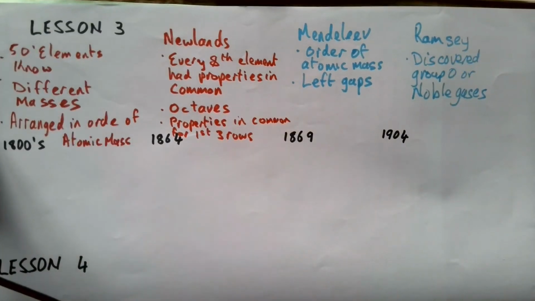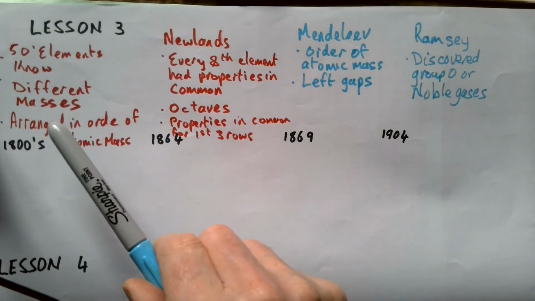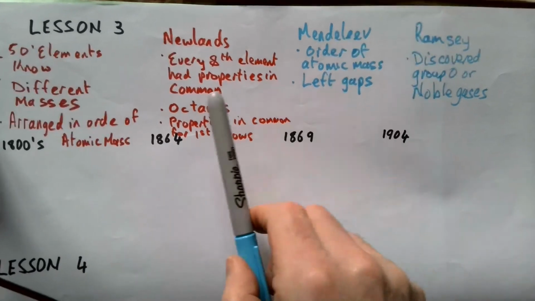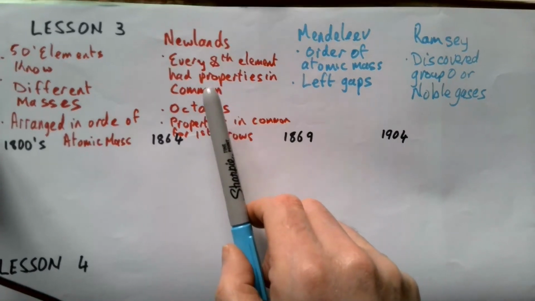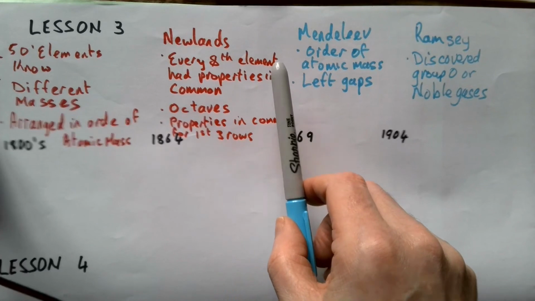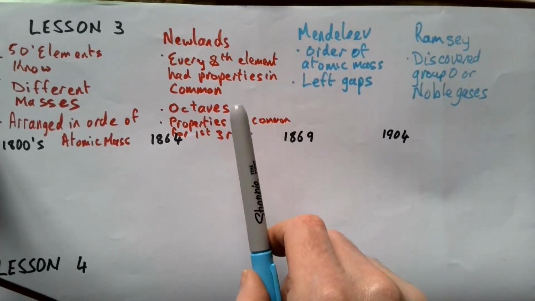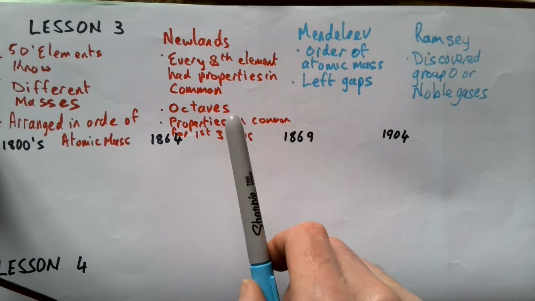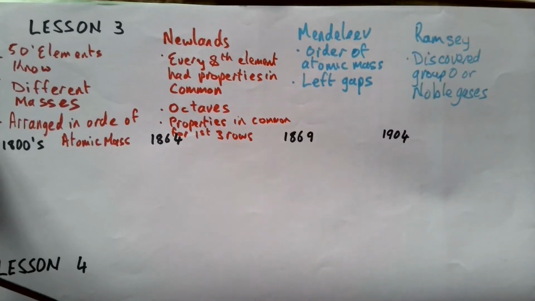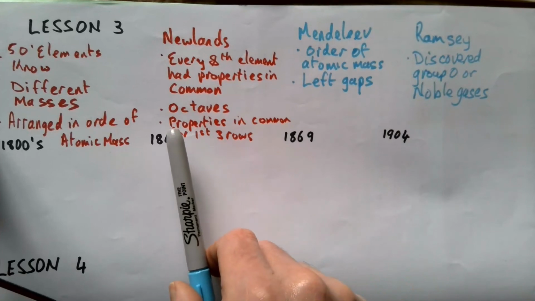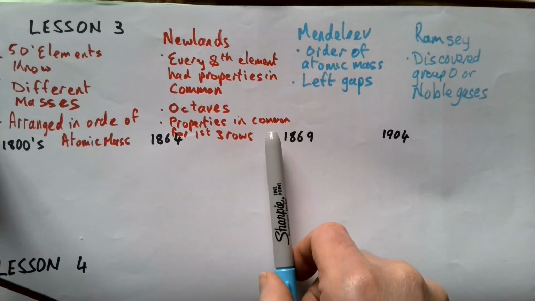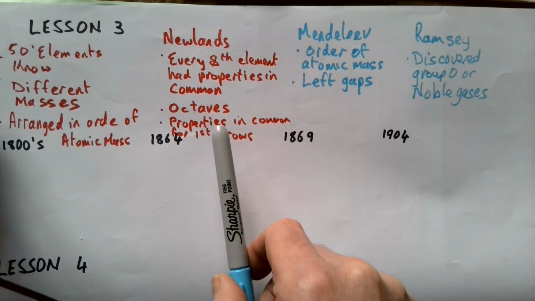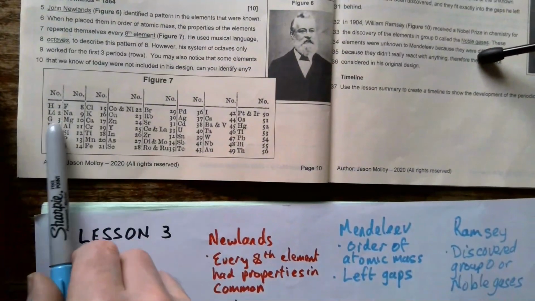So in the 1800s, with about 50 elements, they were arranged by mass and didn't really show any patterns. Newlands arranged his by atomic mass, and he realized that if he placed them in a table with 8 columns, the elements had properties in common. So hydrogen had properties in common with lithium, and he called these octaves because an octave is 8 musical notes. This only happened for the first 3 rows of his table. Below that, the property did not work.